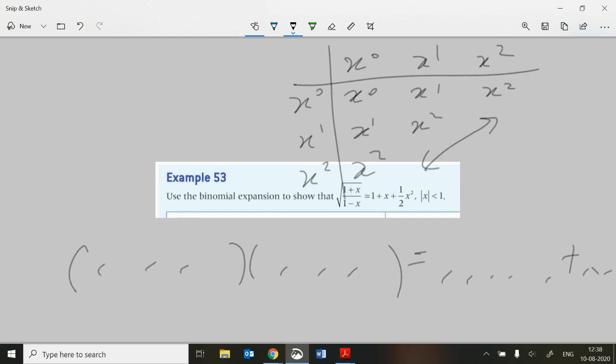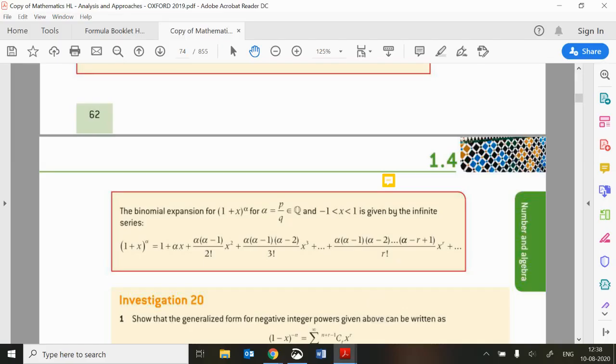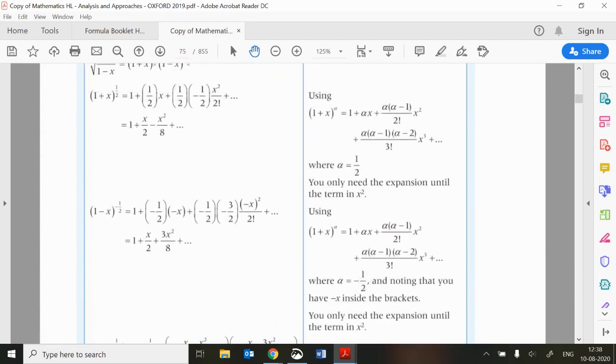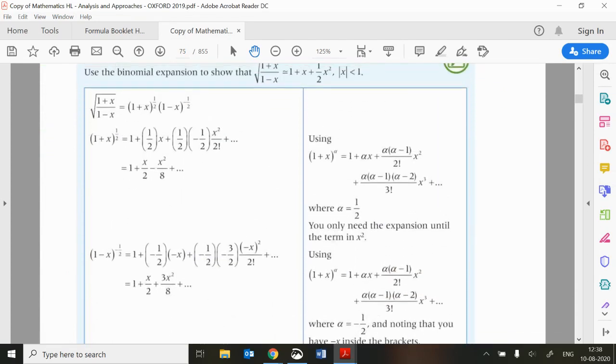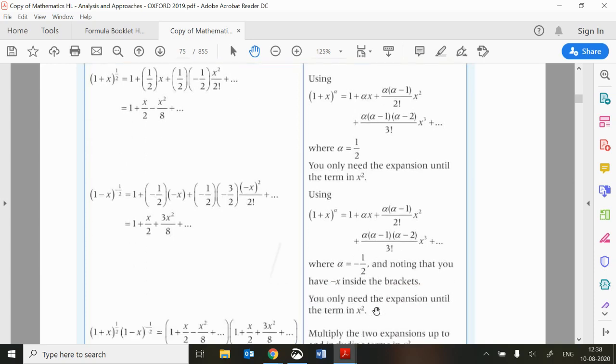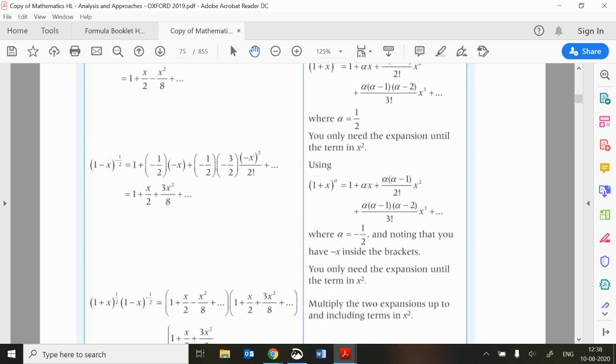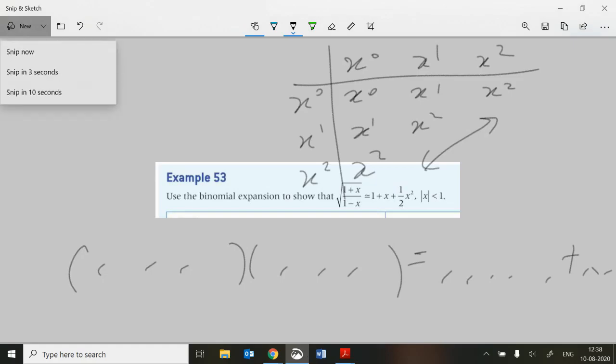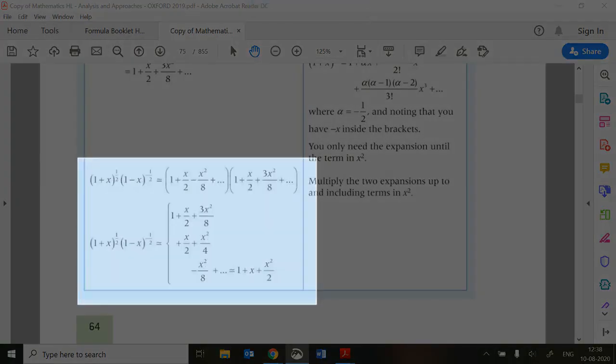Okay, well, the book does that slightly differently, and actually I quite like the way the book does it. So when the book does this one, by the way, there's the answers: 1 plus x over 2 minus x squared over 8 is in one bracket, and 1 plus x over 2 plus 3 over 8 x squared for the next one. Okay, and they put dot dot dot there saying it continues forever, but we don't care about those terms. So just to look at how the book does this, because this is a pretty nice layout as well.